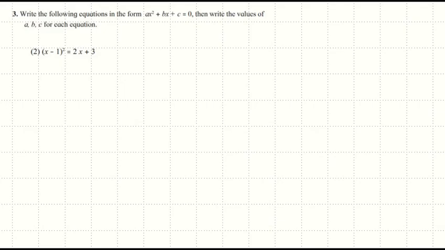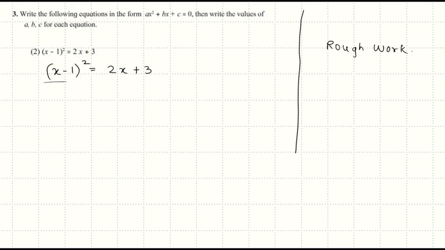Next equation from question number 3. The given is x minus 1 whole square is equal to 2x plus 3. Now here I will create a rough work column. If you see, this is x minus 1 whole square. It is similar to a minus b whole square. The formula a minus b whole square is equal to a square minus 2ab plus b square. This we have to apply here.